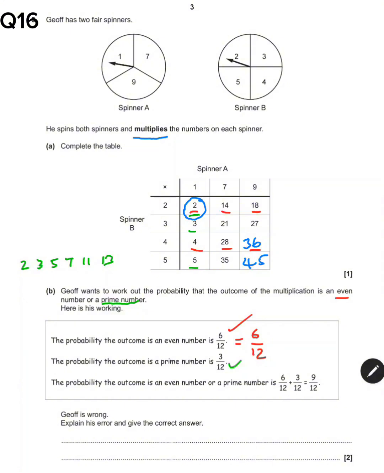Okay, 2 is even and prime. So we could write that in his mistake. He's counted 2 twice, and the fact that it says even or prime means we only need to count this once. So the correct answer will be 1, 2, 3, 4, 5, 6, 7, 8.